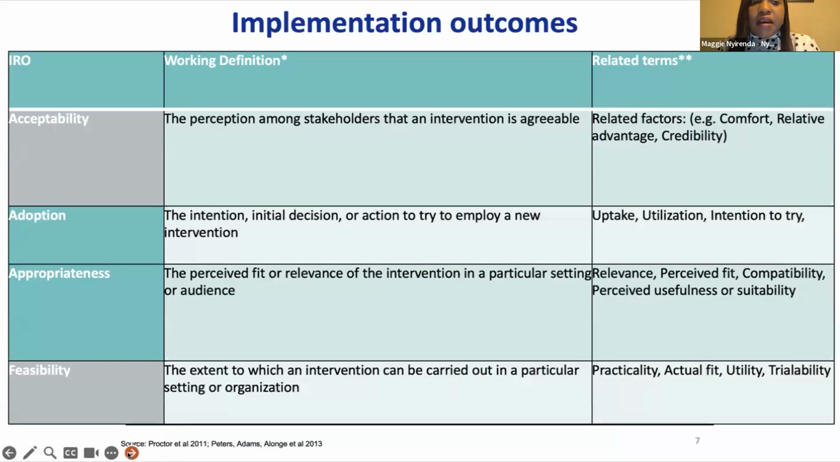Acceptability is really the perception among stakeholders on how agreeable an intervention is. Adoption, she mentioned already, is the intention to use an intervention, which could be a test or a drug. Appropriateness, on the other hand, is the relevance of the intervention and the perceived fit. And I'll use all of this for my studies. Feasibility is the extent to which an intervention can be carried out in a particular setting. Next one.